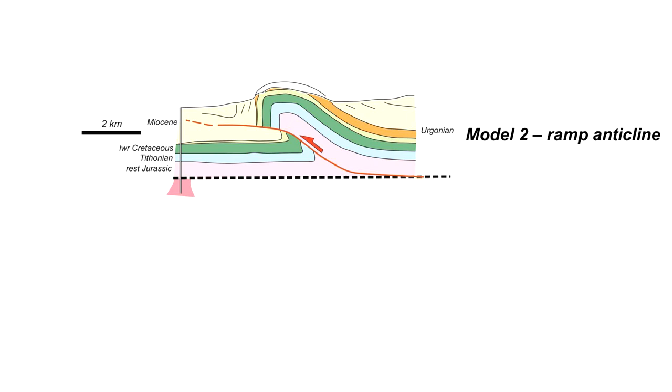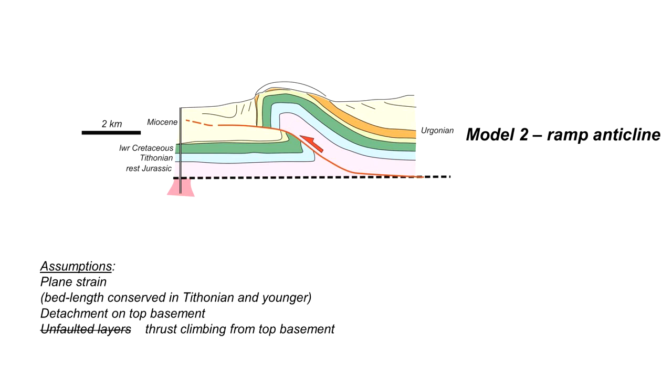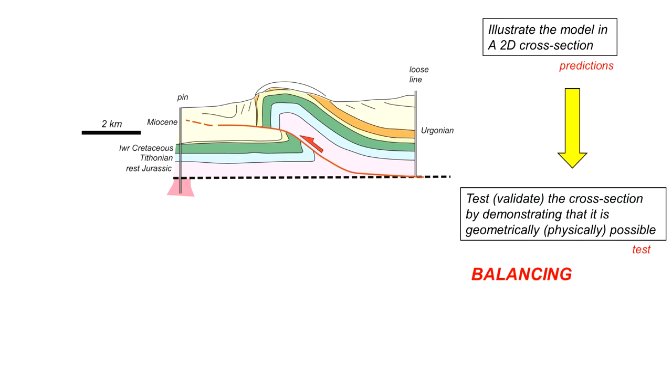This time, we've got a thrust climbing from a detachment along the base of the stratigraphic units here, along the dashed line there, climbing relatively steeply across the stratigraphy, and then running off into the Miocene, the younger units, towards the left of the section. As a consequence, rocks have been lifted up to create the anticline that we see at outcrop. So in other words, we've changed an assumption that we had inherent in our first model. Rather than think of the layers as being unfaulted, we're showing the layers are cut by a thrust that climbs from the top of the basement. Okay, so we've illustrated a new model on a new cross-section, and now we need to ask, does it balance? So let's test it.